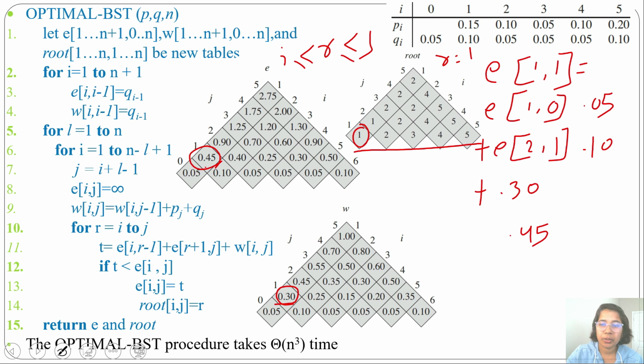For E22, R will be 2. For E33, R will be 3. For E44, R will be 4. For E55, R will be 5. So here you can write 1, 2, 3, 4, 5 as there is just one possible R.